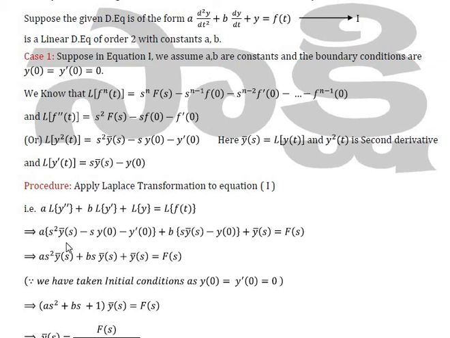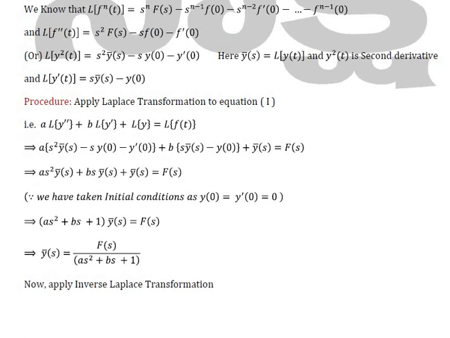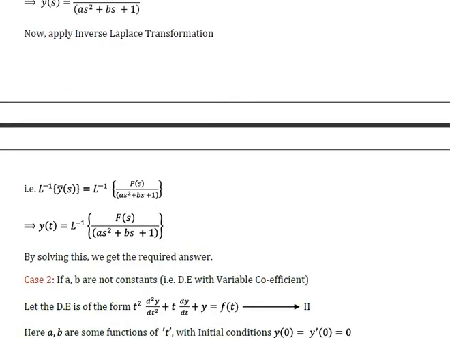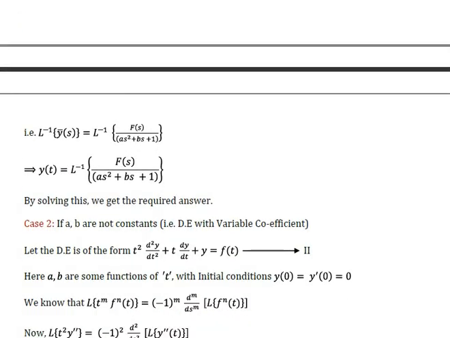So you just substitute the values and use the initial conditions y(0) and y'(0) equal to 0 to get the equation a s² ȳ(s) plus b s ȳ(s) plus ȳ(s) equal to F(s). Now you simplify by taking ȳ(s) common to get ȳ(s) equal to F(s) divided by a s² plus b s plus 1. From this step we have to apply the inverse Laplace transform technique. That means we take the inverse Laplace on both sides to get L inverse of ȳ(s) equal to L inverse of F(s) by a s² plus b s plus 1. That is nothing but y(t) equal to L inverse of F(s) by this.